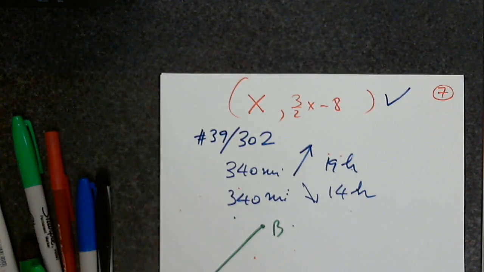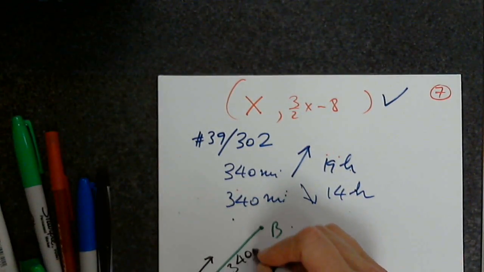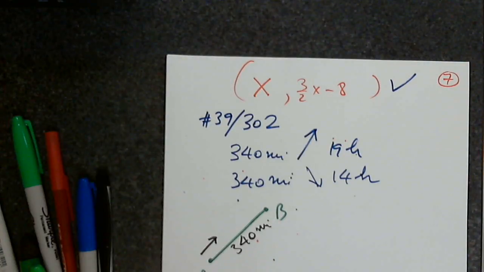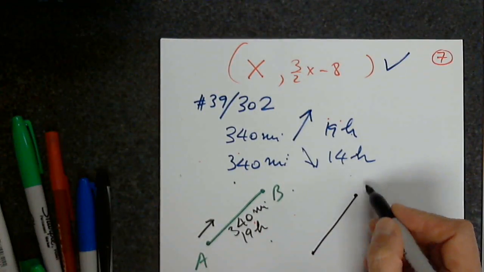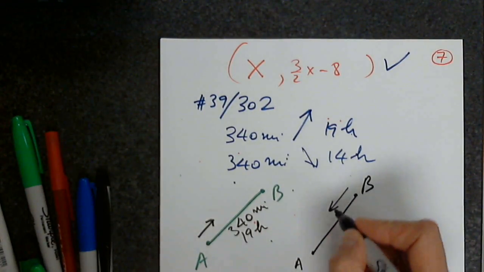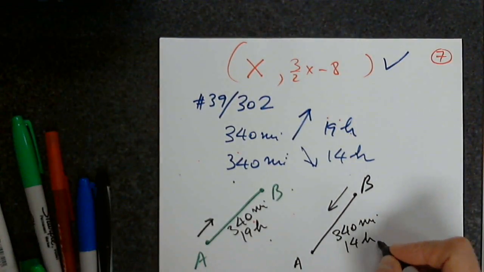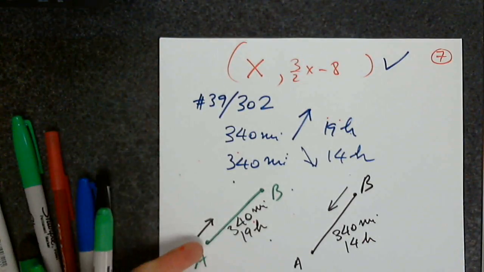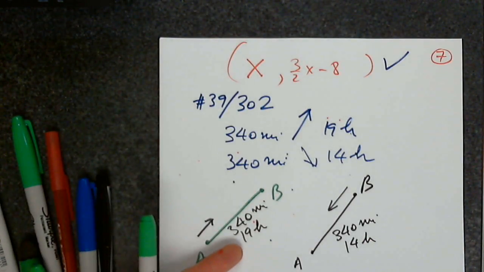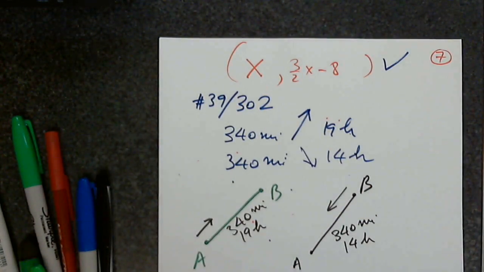So in this case, we're going up, against the river, 340 miles. It takes us 19 hours. Now we come back from point B to point A, still 340 miles, but it takes us 14 hours. Why the difference in the time? Why do I need 19 hours to go from point A to point B and only 14 coming back from B to A?